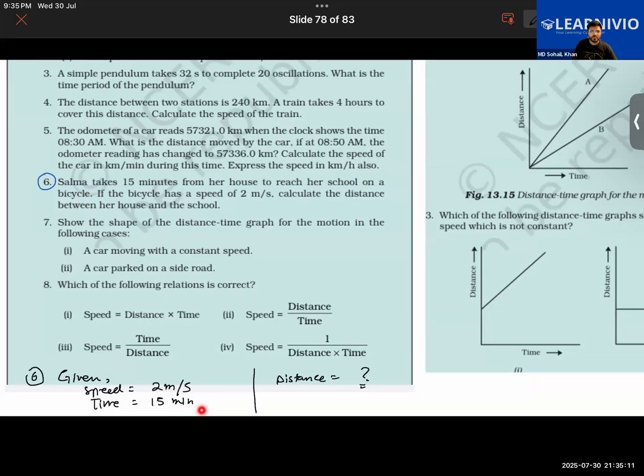Remember, I have told you guys in the previous classes that whenever you solve any numerical question, you have to take care of this thing. Suppose the speed is in meters per second, so the time should also be in seconds. Getting it now? Let's say you're finding the distance, but the time here is in minutes, so you need to convert this into seconds first. Then you will continue further.